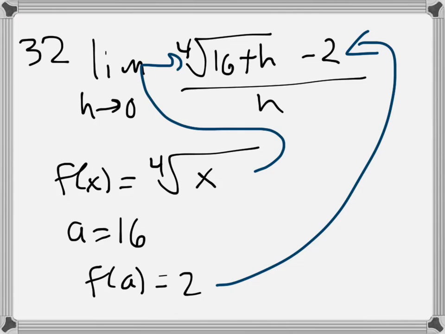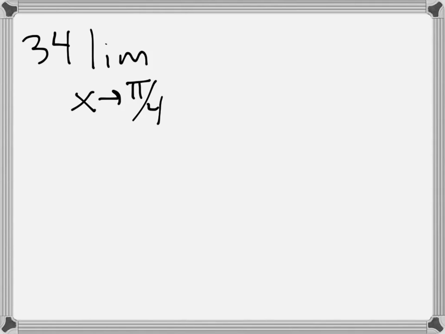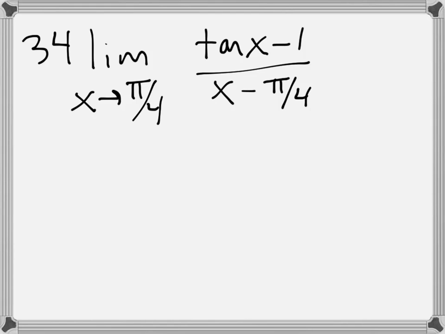So I'll give you another example of that kind of problem. Here's 34. And this is the limit as x goes to pi over 4. The fact that it's not h going to 0 means we're using the first definition. And this is tan x minus 1 over x minus pi over 4. First off, x goes to a, so it's pretty clear that a is pi over 4.